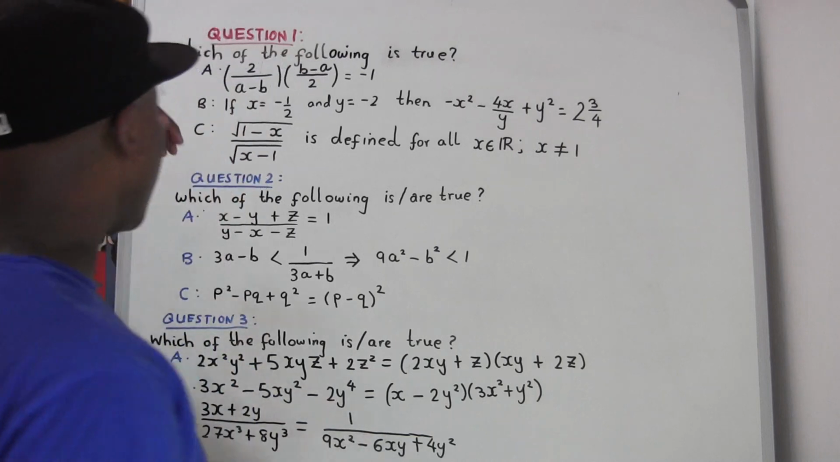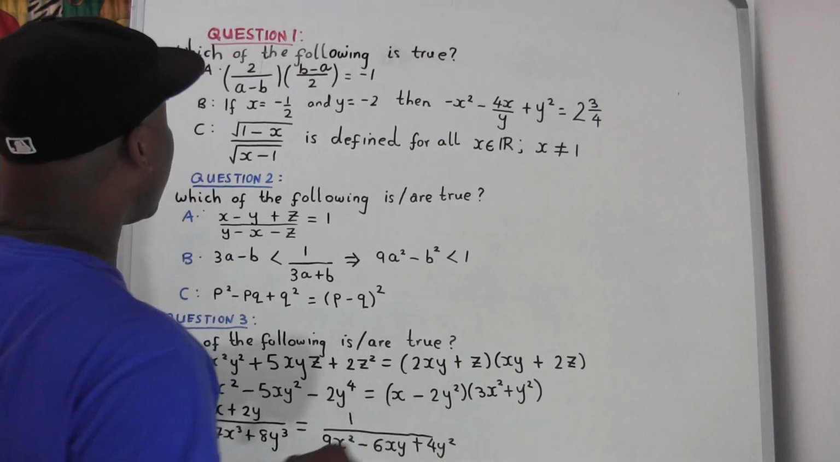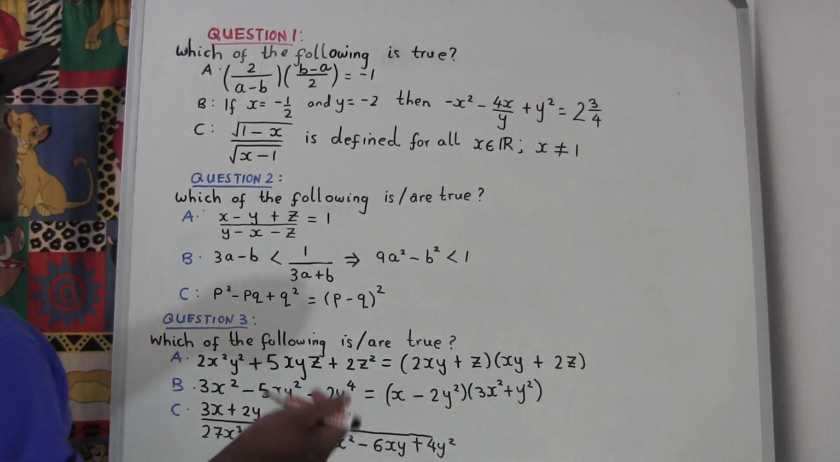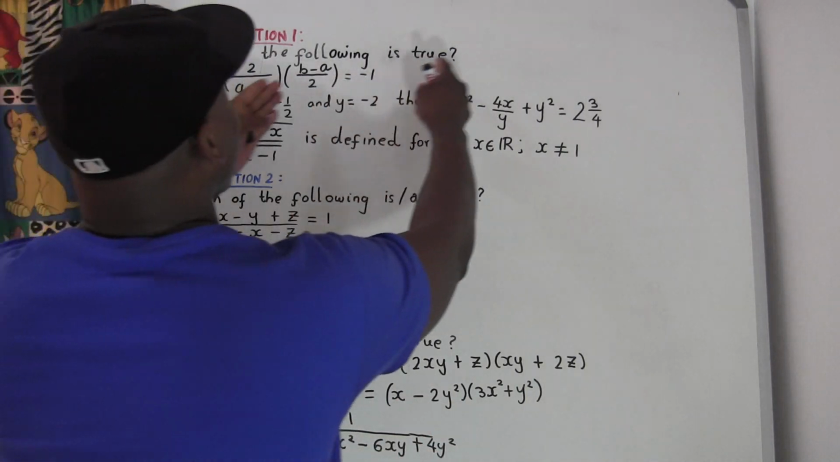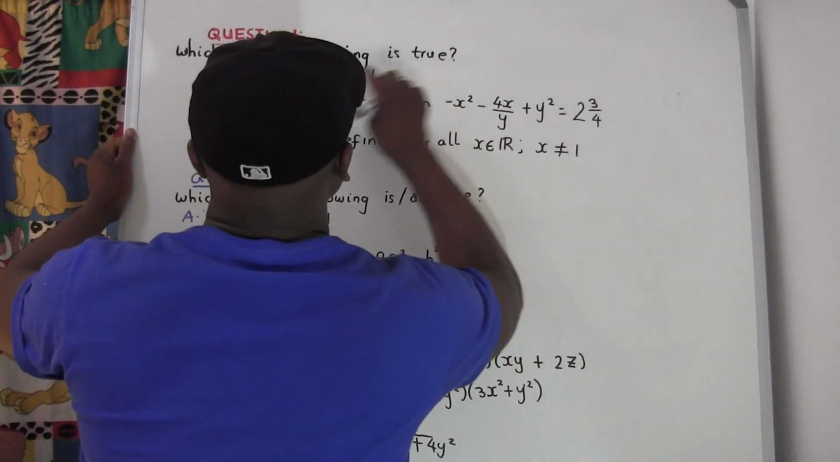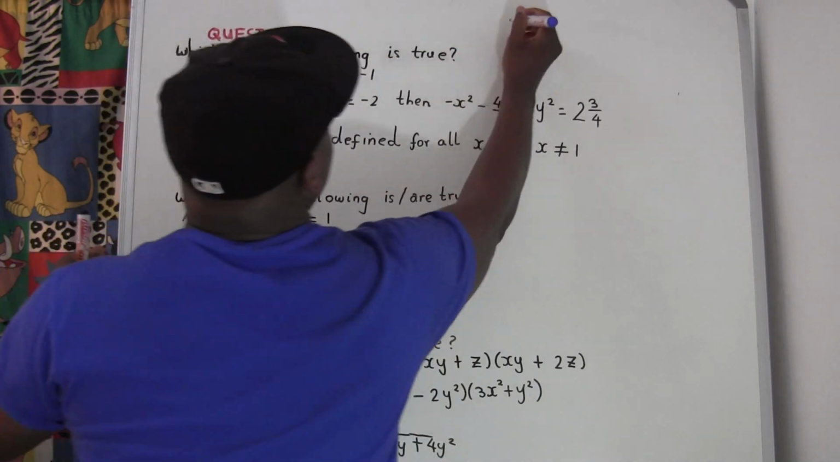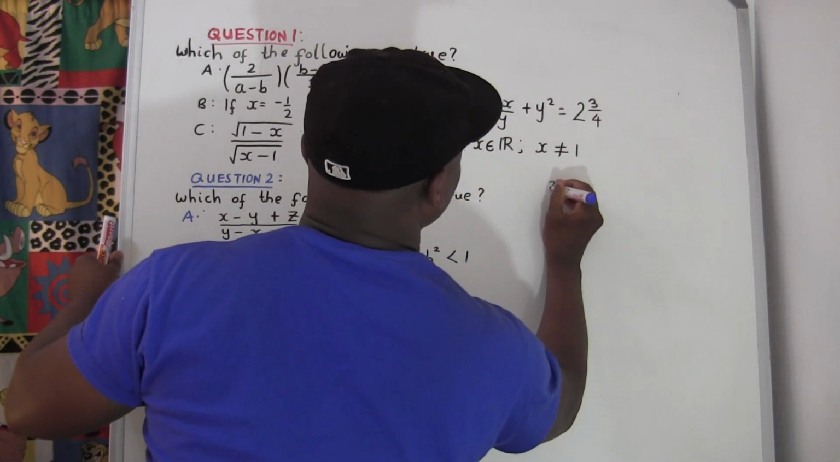Let's get started. So the first question is, which of the following is true? For you to check this, you need to check whether each statement is true. There are a lot of ways you can do it. The first method: I've got 2 here. Let me take a pen. So this is 2, and I'm going to write here 2.